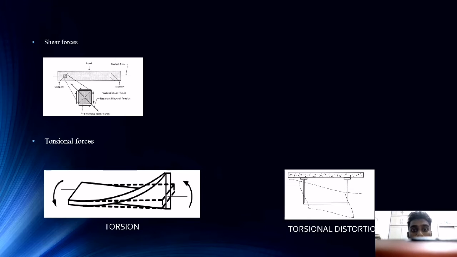So the fourth is torsional force. Torsion is a force resulting from an externally applied moment which tends to rotate or twist the member about its longitudinal axis. The picture shows the process. The first picture shows how it twists under torsion, and the second shows torsional distortion.